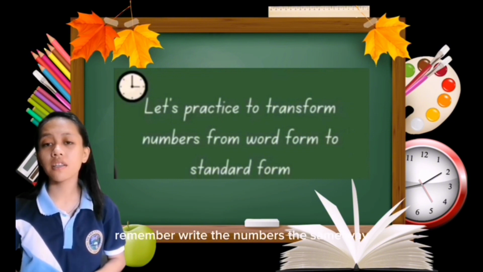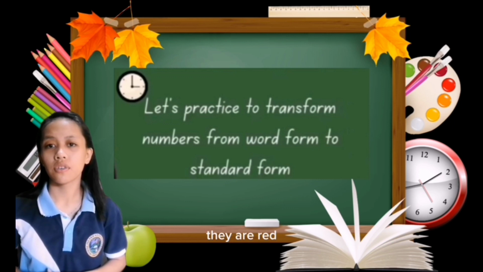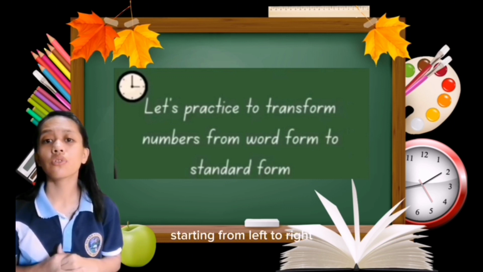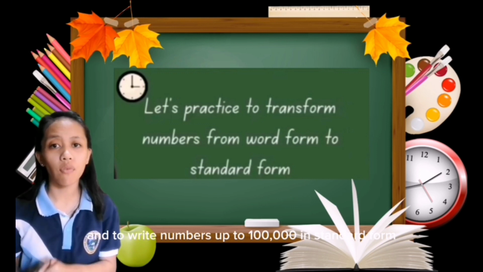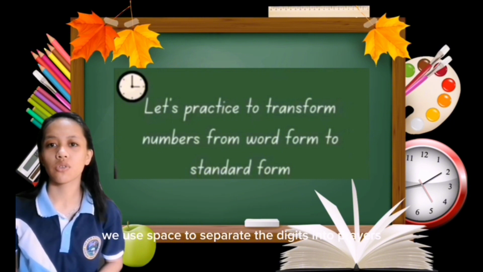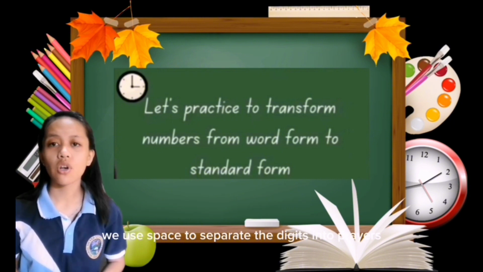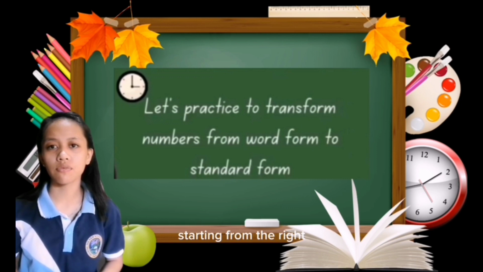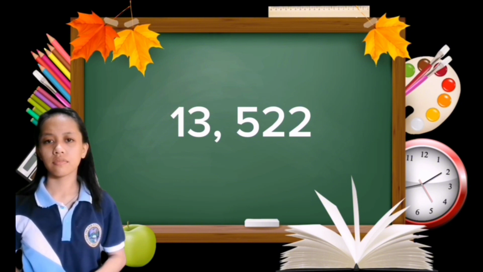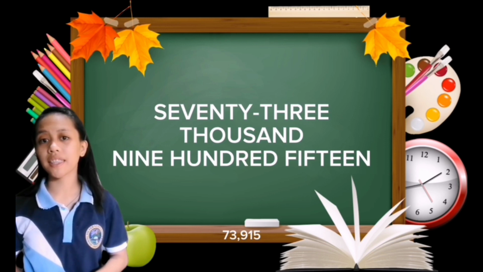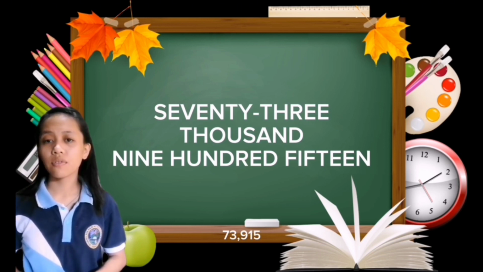And now, let's practice to transform numbers from word form to standard form. Remember, write the numbers the same way they are read, starting from left to right. And to write numbers up to 100,000 in standard form, we use a space to separate the digits into periods or groups of 3 starting from the right. The first number, 13,522. 73,915.